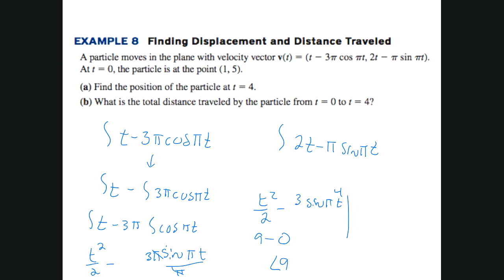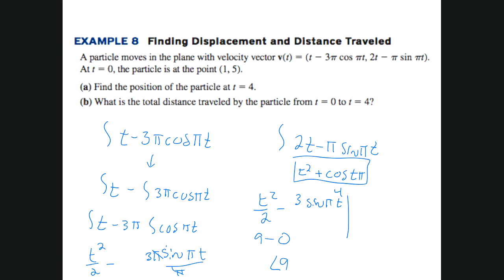And then for the next one, that's going to be 2t squared over 2, so that's just going to be t squared, minus the integral of pi sine of pi t. So that pi is going to cross out. The integral of sine is negative cosine, so this is going to be plus cosine of pi t over pi. Oh, I still have to have that pi. Okay, so that's my integral.